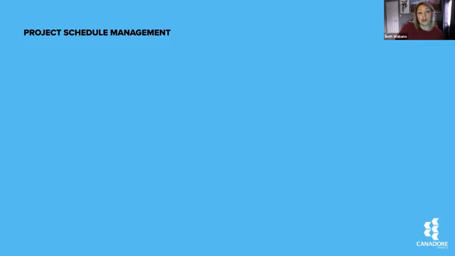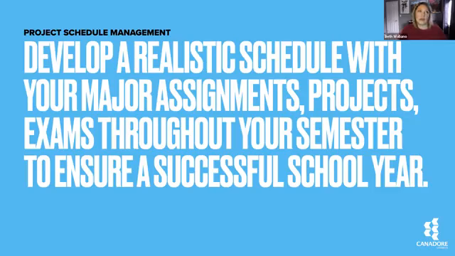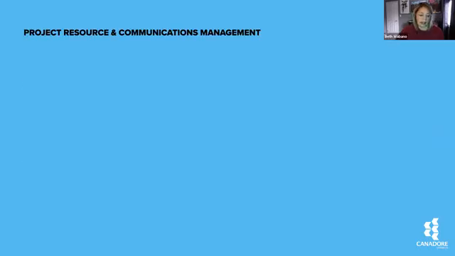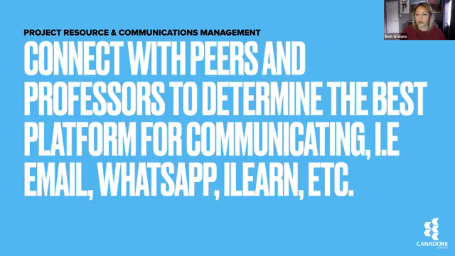And the second one was the project schedule management. Based on what you found while doing your scope, you would develop a realistic plan to stay on top of your projects and ensure you don't fall behind. Set a realistic goal for yourself as a student. And then lastly, we did the project resource and communications management. In today's society, we have so many different social media platforms that we can use to our advantage. So the best way to maintain that connection with people is to just talk and find out what works best for you and your peers and you and your professors, just to ensure that nothing gets lost in communication.